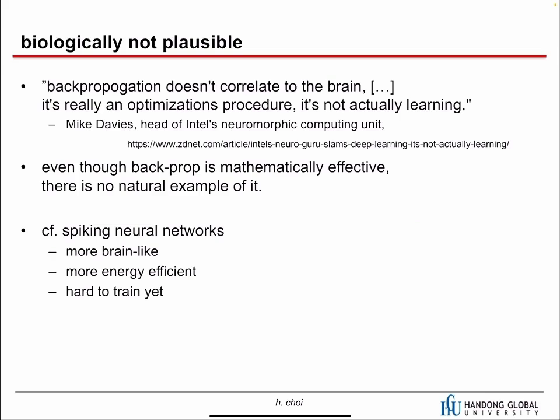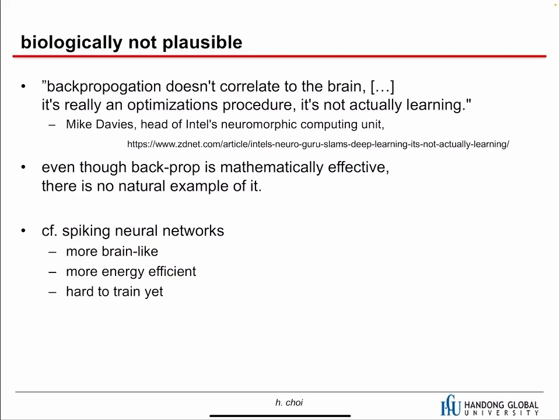Okay, so as I said, a neural network is not biologically plausible. Mike Davies said backpropagation doesn't correlate to the brain. It's really an optimization procedure. It's not actually learning. It's not just him. There are many researchers saying that the neural network is not actual learning. It's just an adaptive machine. In a sense, yeah, that's true. And even though backprop is mathematically effective, there is no natural example of it.